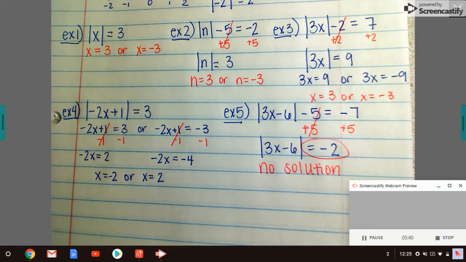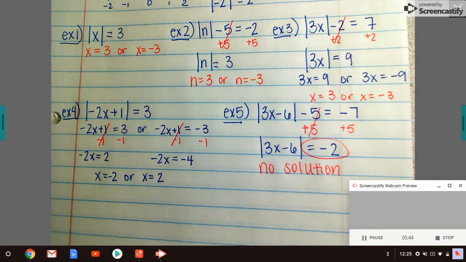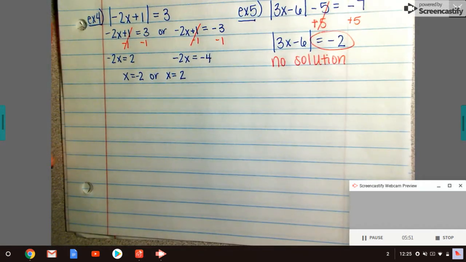So far we've covered everything absolute value with equations, equal sign, equal sign. So now I want to look at it with inequalities instead. Here's what's going to be a little bit different.